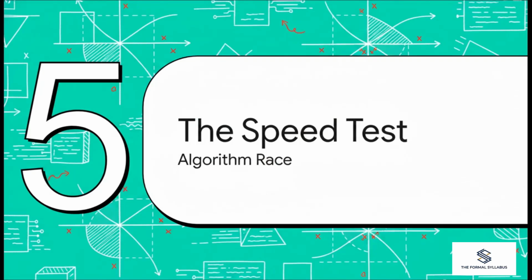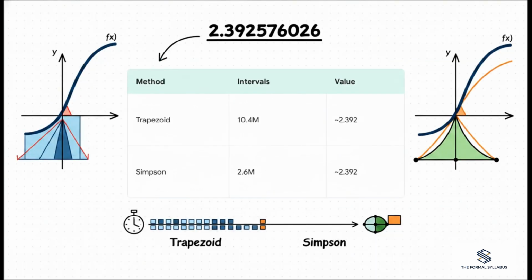All right, theory is great and all, but let's actually put this to a real-world test in Section 5, the speed test. Let's watch an algorithm race. We set up an incredibly high-stakes computational race. We ran a complex integral, and we were aiming for a very specific, highly precise decimal value, 2.392576026. Now, spoiler alert, both methods did eventually reach the exact same highly accurate number. But check out what it actually took for each of them to get there.